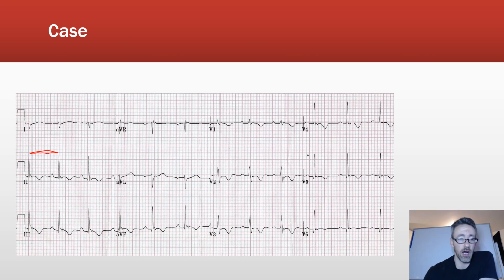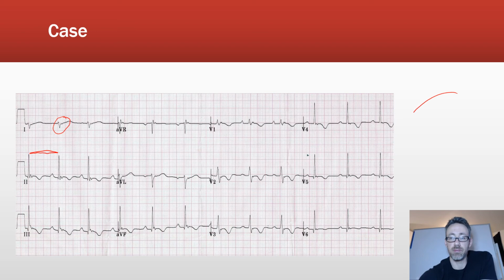If we look at the axis, definitely not upright in 1, but we can see it is in 2, 3, and AVF. AVL is downward going. So this might actually be a right axis deviation. So let's see if we can find a biphasic wave. Nothing really clearly biphasic. We're pretty close in 1 right here, but it seems to be more of a downward deflection than anything else. So with that downward deflection, it means it might be slightly away from 1.